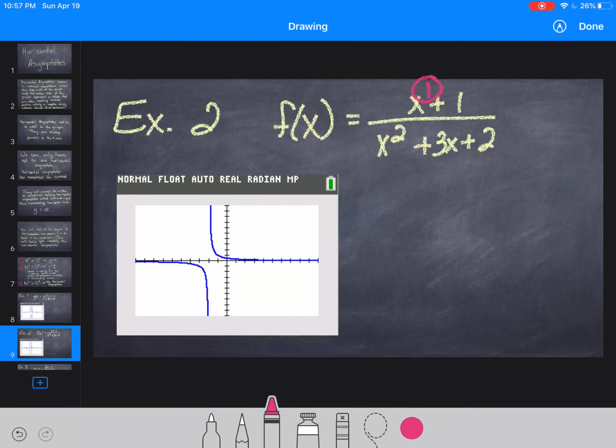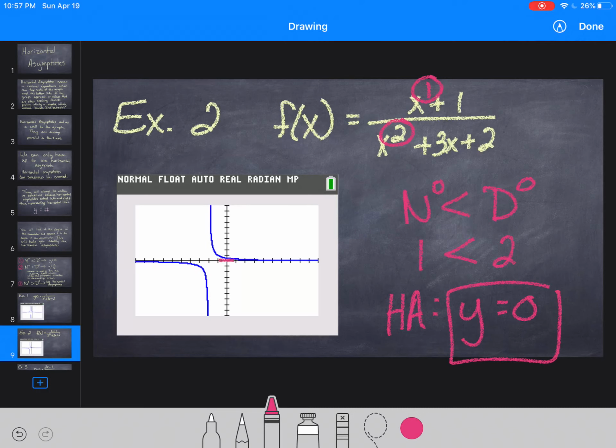Let's figure out the horizontal asymptotes for example 2. I look at the degree of my numerator. It happens to be a 1 because that's the highest exponent on my variable. Then I'm going to find the degree of my denominator. It happens to be a 2 because that's the highest exponent on my variable. Then I'm going to compare the degree of the numerator to the degree of the denominator. The degree of the numerator is a 1. The degree of the denominator is a 2. 1 is less than 2, so the degree of the numerator is less than the degree of the denominator. This results in a horizontal asymptote at y equals 0.